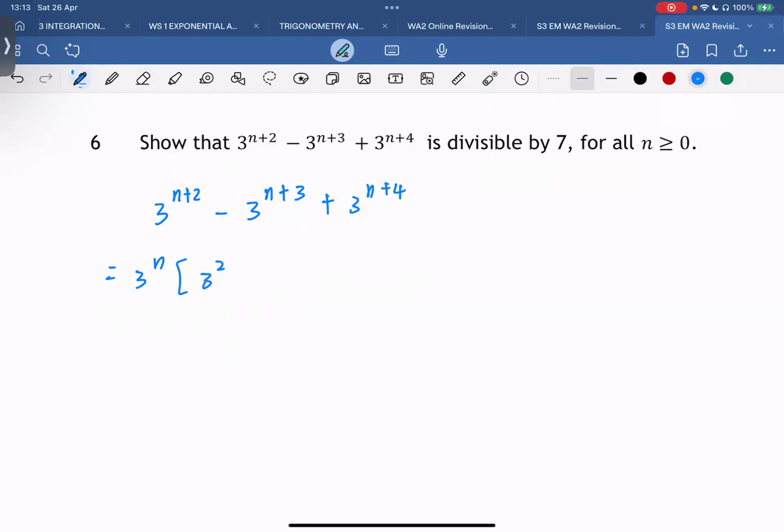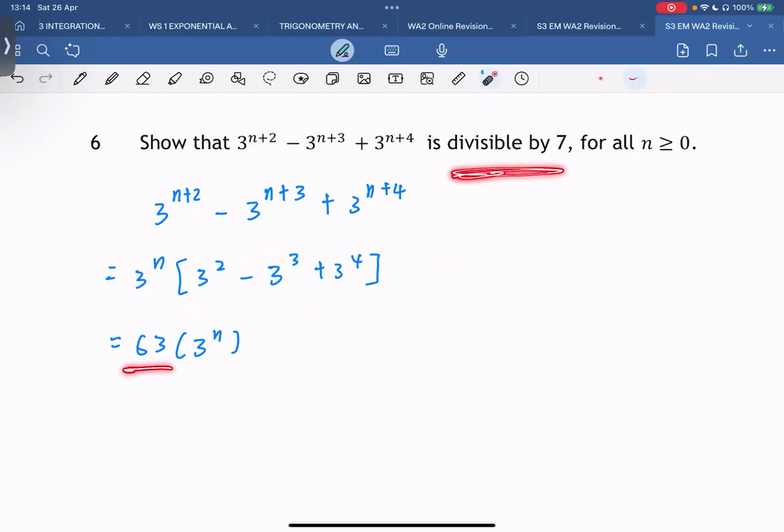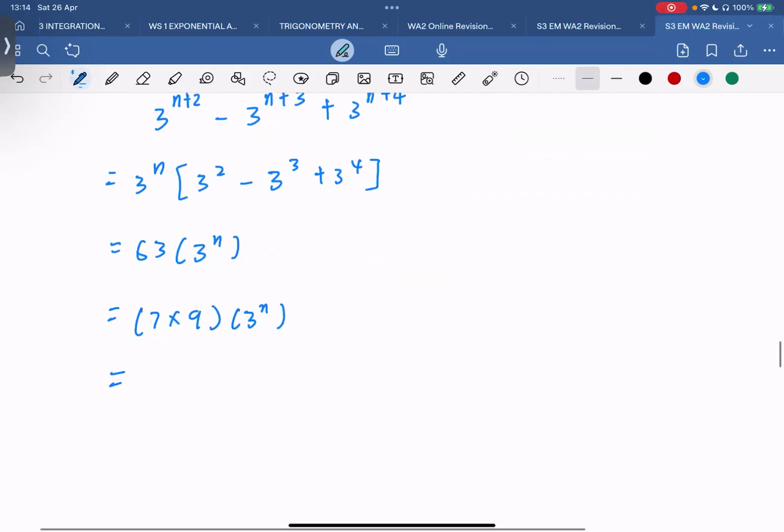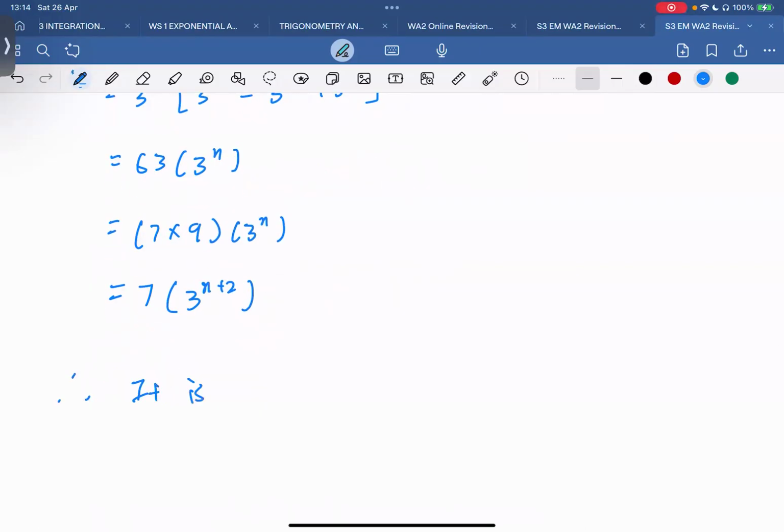So first term will be left with 3 square minus 3 to the power of 3 plus 3 to the power of 4. Okay, simplify within the bracket. This will give me 63. So I will have 63 times 3 to the power of n. Okay, but then 63 is not 7. So we have to change it to be 7. So recognize that 63 is actually 7 times 9. Okay, so 9 we know is 3 square. So we can simplify these two terms together. So ultimately we'll get 7 times 3 to the power of n plus 2. Okay, therefore, we have shown that it is divisible by 7 for all n greater or equal to 0.